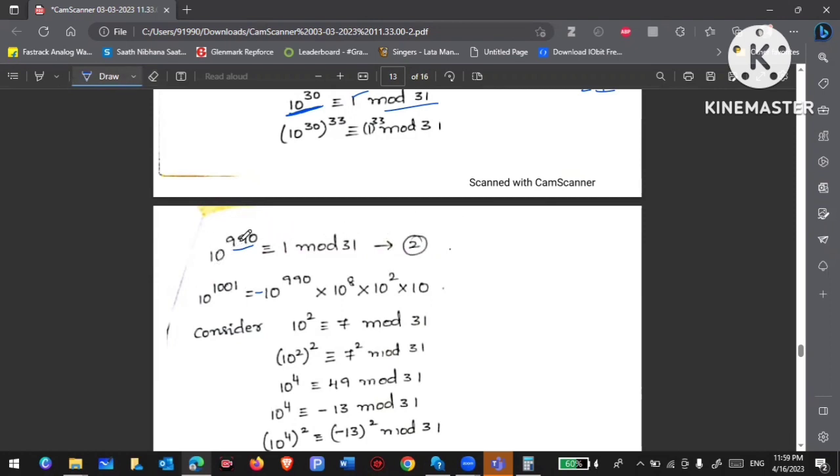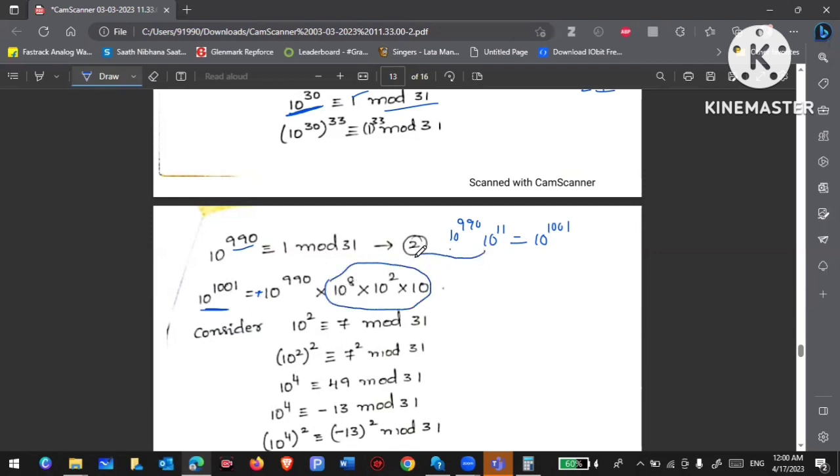So we have got 10^990 congruent to 1 mod 31. Still we need 10^11 more. 10^990 into 10^11 makes this 10^1001. So how are we doing that? This 10^1001 can be written as 10^990 into this 10^11.